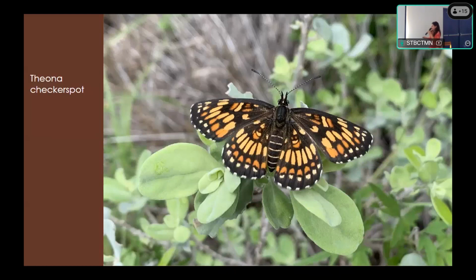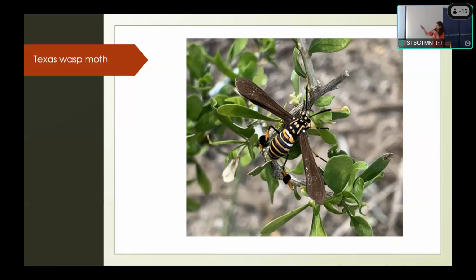This is a Theona checkerspot. I think their host plant is Senecio, right? Yeah. And I think it's on a Senecio right there. I've never seen one at home, even though I have a bunch of Senecios, but they're super pretty. This is a Texas wasp moth. I thought that was so cool because it looks like a wasp, but it's not. And the only way you can tell from afar is just looking at things like the legs and the antenna. It looks like a wasp, but there's just something off about it.